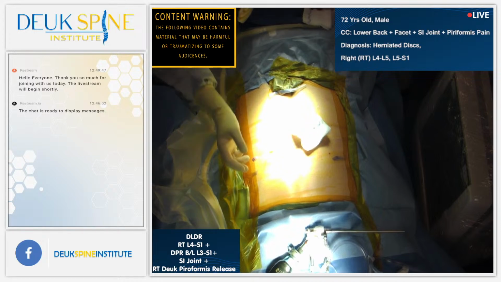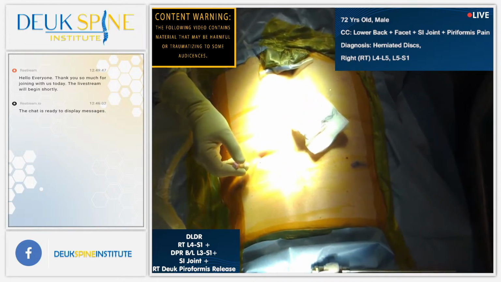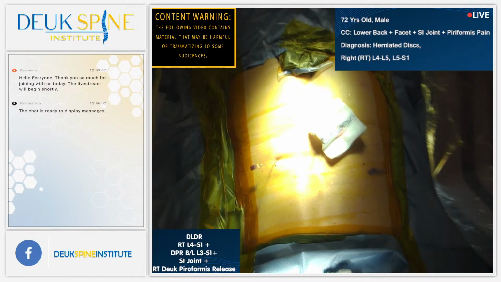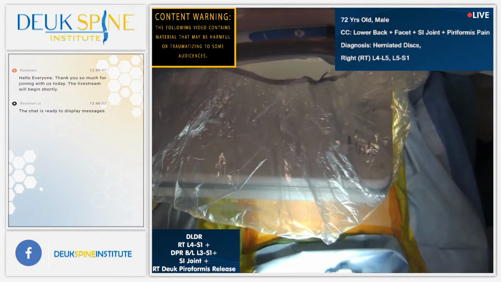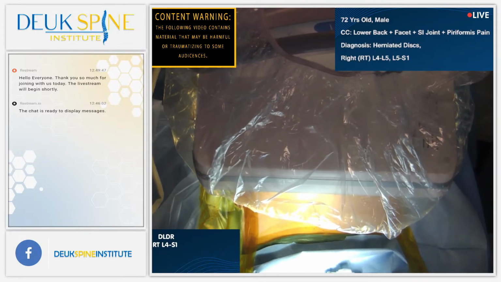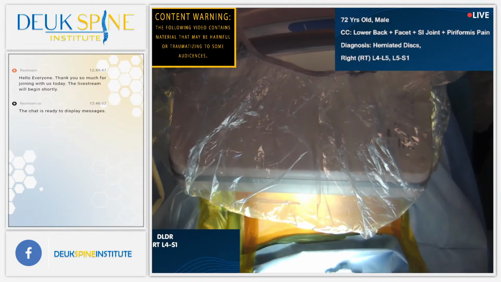Our patient is having back pain, and he has back pain from 11 different sources. 11. 2 discs, 6 facet joints, 2 piriformis muscles, and 1 SI joint. I think that makes 11, doesn't it? He also has some scoliosis.